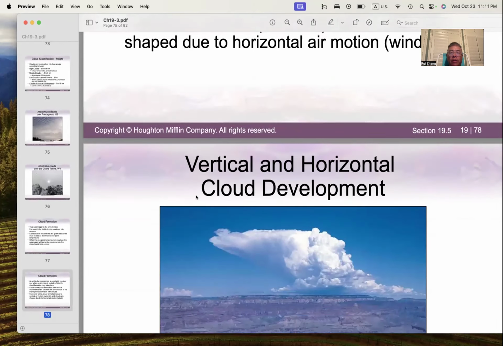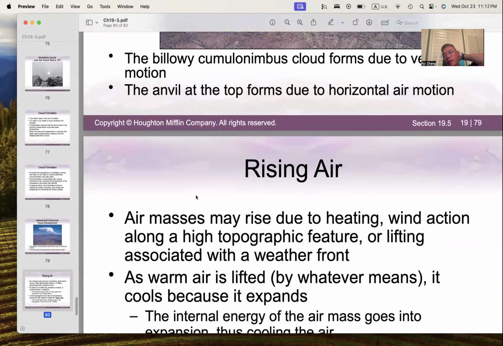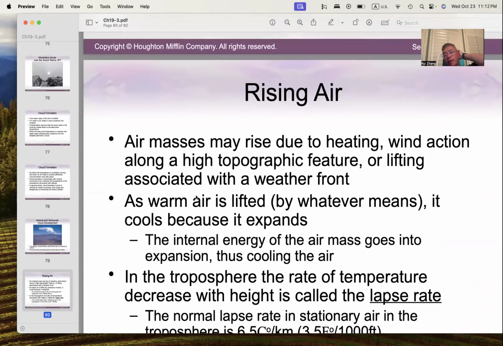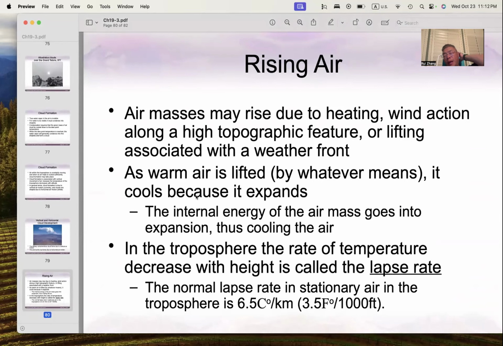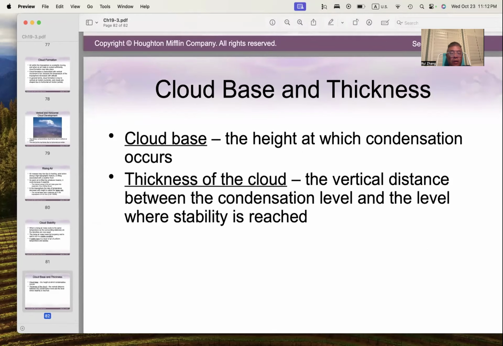I think that's all I want to talk about. In the lab, you need to do something about clouds. Take some pictures of clouds and then tell us what kind of cloud you think it is, et cetera. That's all I want to say about chapter 19. Let me stop recording.